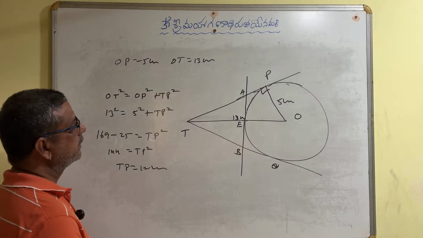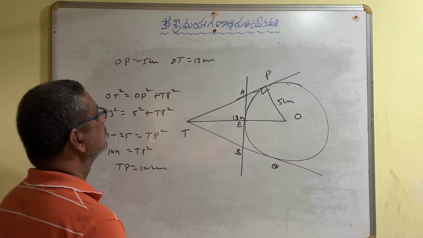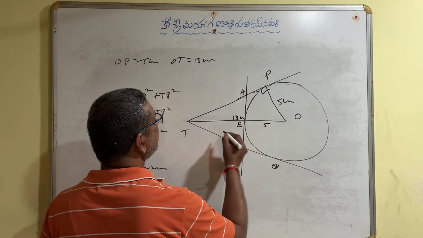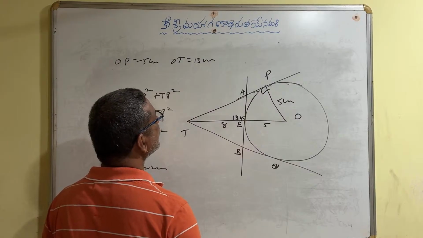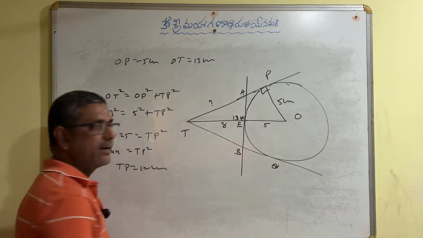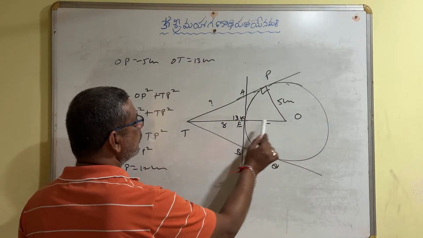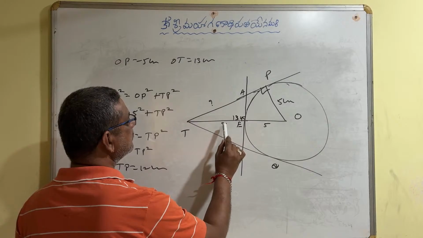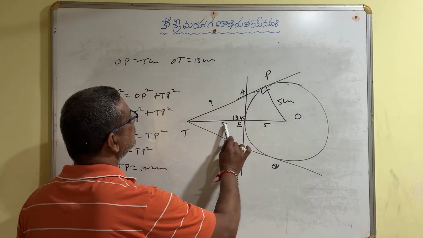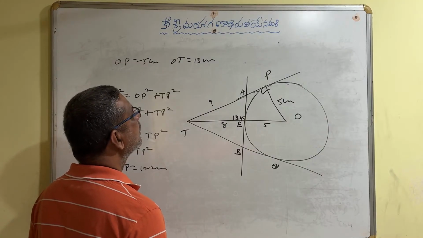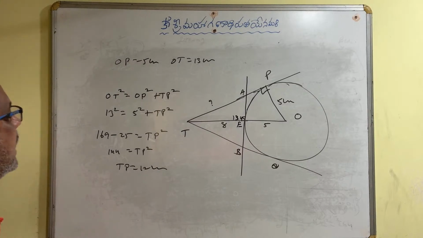We need the AB length. The total TO is 13, and OE is 5, so TE is 8, and it is perpendicular. Find out TA. TO is 13 given, and we know OE is 5, so TE is 8. And we have to find out AB length.